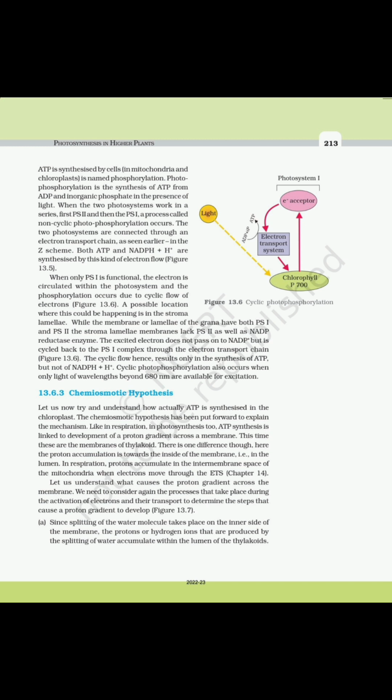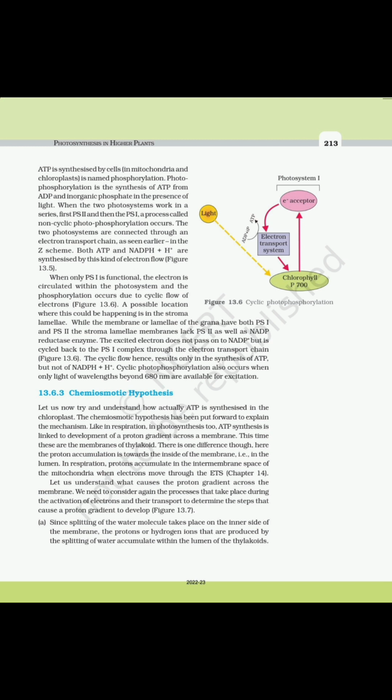13.6.3 Chemiosmotic hypothesis. Let us now try and understand how actually ATP is synthesized in the chloroplast. The chemiosmotic hypothesis has been put forward to explain the mechanism. Like in respiration, in photosynthesis too, ATP synthesis is linked to development of a proton gradient across a membrane. This time, these are membranes of the thylakoid. There is one difference though. Here, the proton accumulation is towards the inside of the membrane, i.e., in the lumen. In respiration, protons accumulate in the intermembrane space of the mitochondria when electrons move through the ETS, chapter 14.